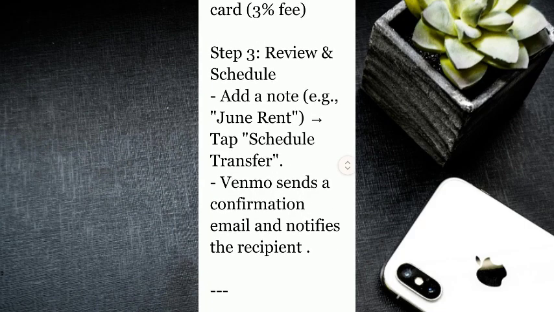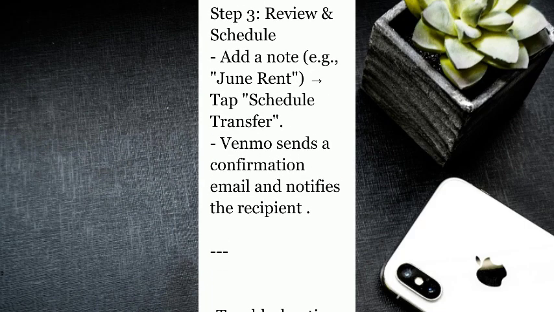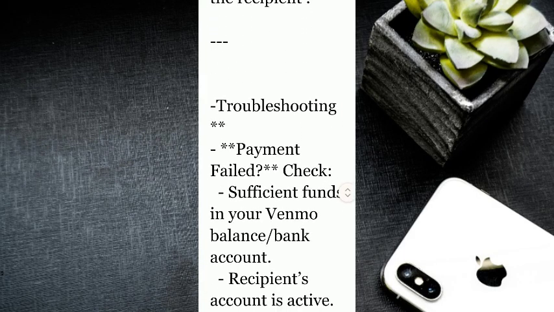Moving on, step 3 is to review it and then schedule it. So you can add a note or a description, for example, June rent, and then tap on Schedule Transfer. Then Venmo will send a confirmation email and notify the recipient.